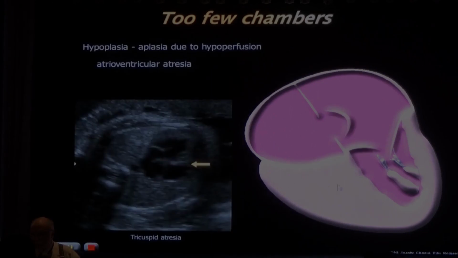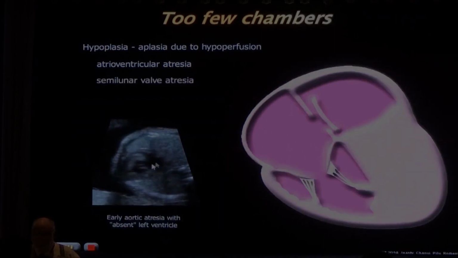Sometimes you have a missing chamber, and a missing chamber means that this area of the heart did not perfuse. If you have a tricuspid atresia here with no ventricular septal defect, so different from the one before, there is no blood that can go into the right ventricle. The right ventricle does not develop. If you do the three-vessel view with color, you will have two colors: one color for the aorta and the opposite color for the pulmonary artery.